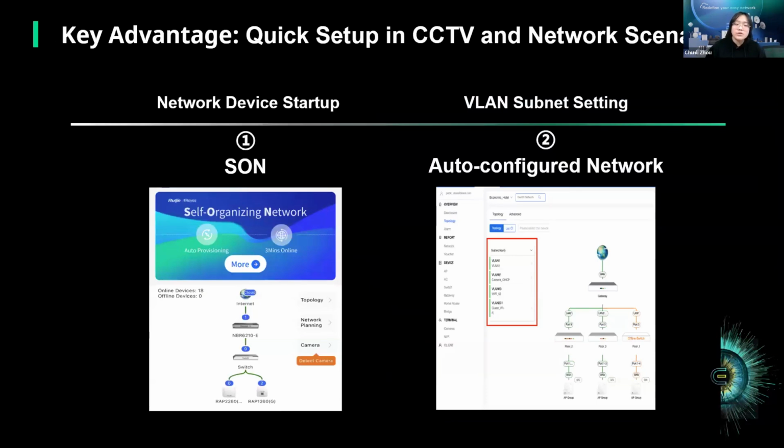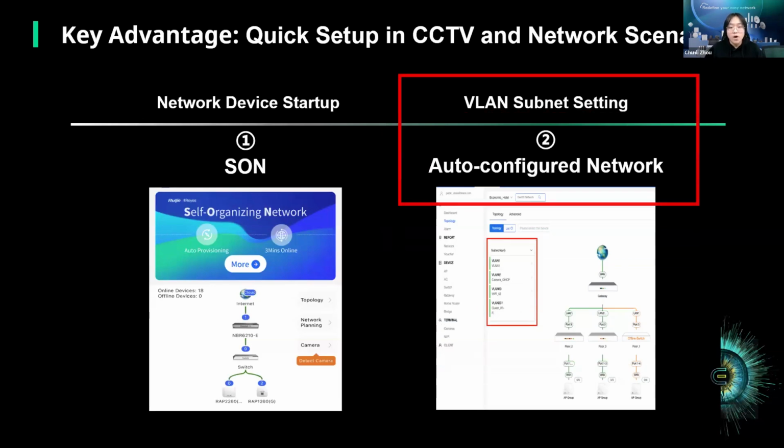Okay, how to have a quick setup in CCTV and wireless network scenarios. The first thing is faster device startup. Here we have the SON to help the faster device startup. Okay, and another thing is easy VLAN subnet setting. Here I want to introduce our auto configured network, ACN.